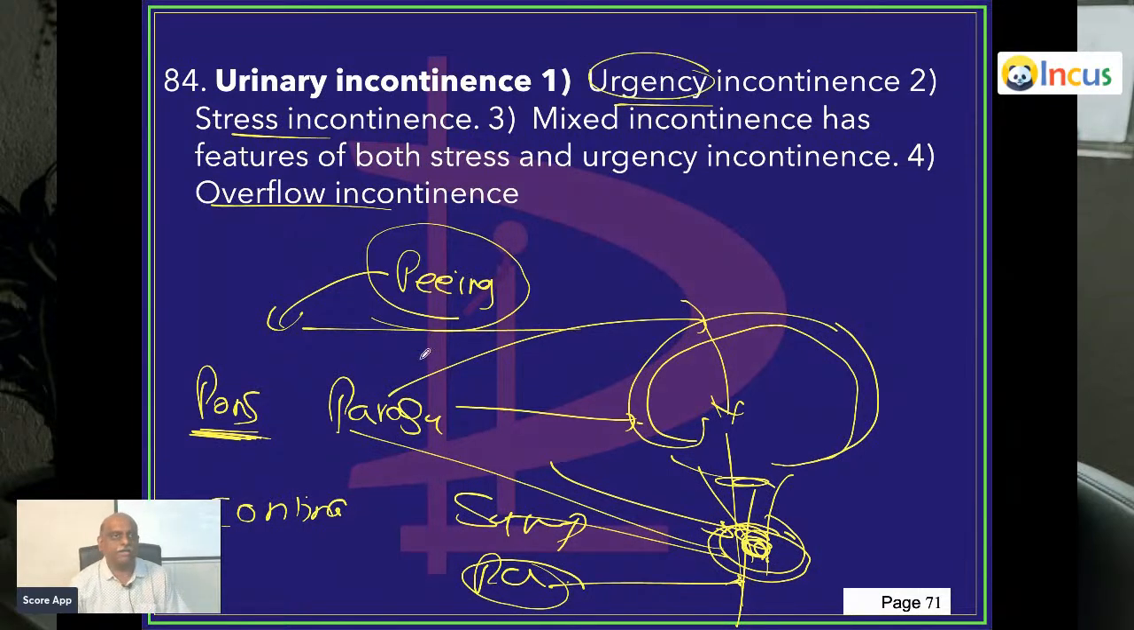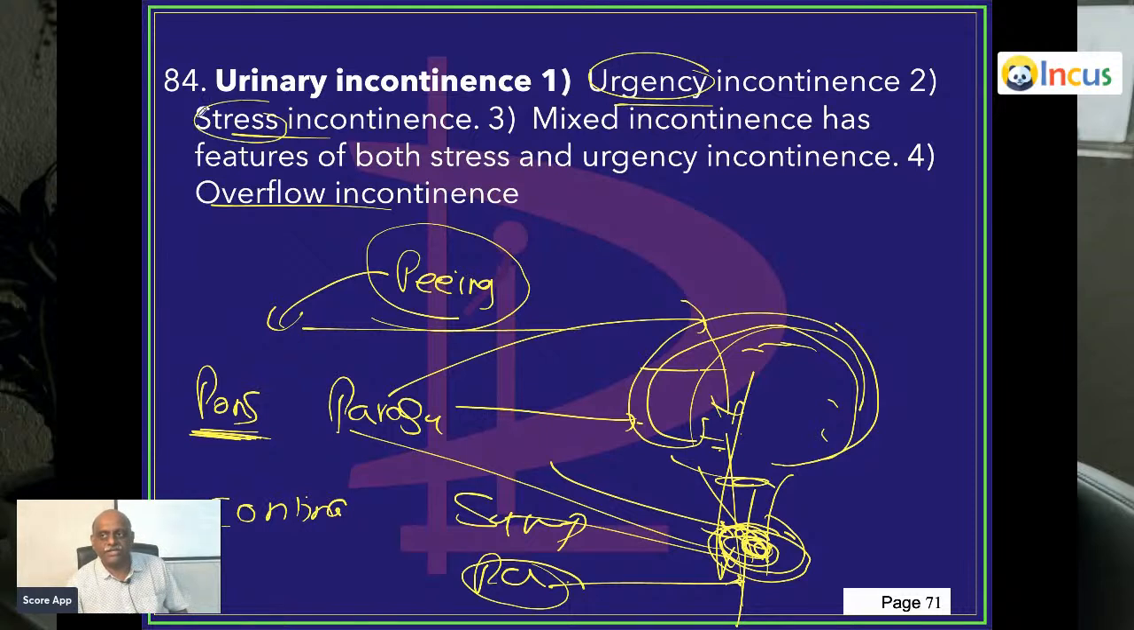Urge incontinence. Suppose you have any bladder infection like cystitis. The bladder detrusor becomes irritable. It is contracting strongly beyond the capability of the sphincter to stop it. The person passed only a little urine, but that cystitis bladder is making him go into spasm and create that urge to urinate. That's called urge incontinence.